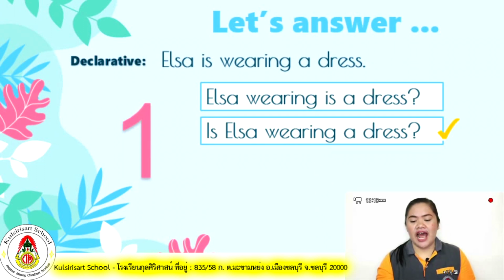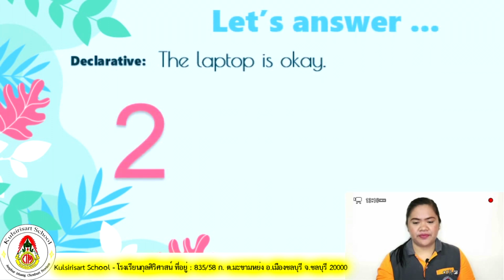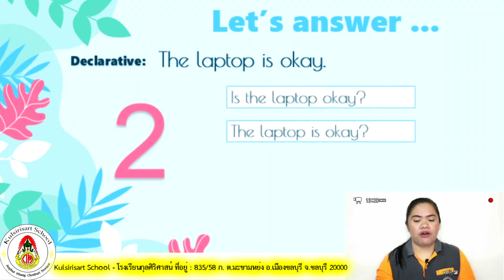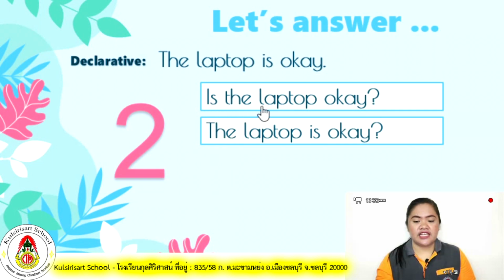Again, how do you read it? Okay, very good. How about this one? Read the declarative sentence. Okay, the laptop is okay. Now, here are the choices. Is the laptop okay? Or the laptop is okay? Which from the two? Are you sure with your answer? Sentence number 1? Let's try. Very good. You answered it correctly.